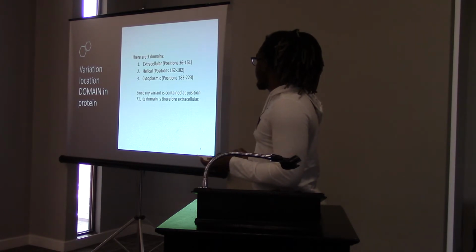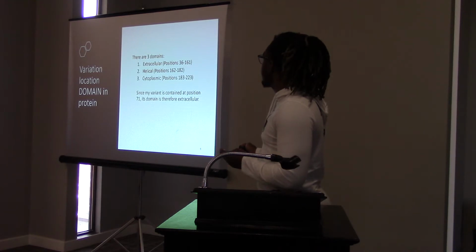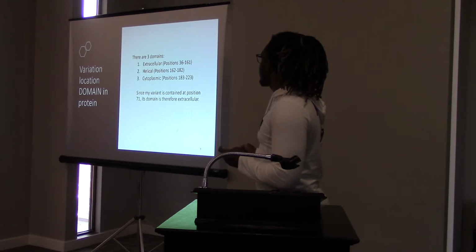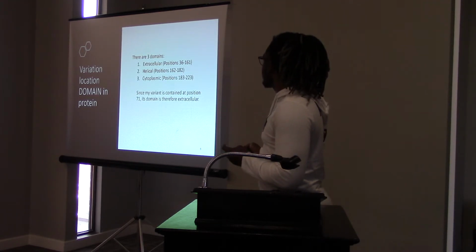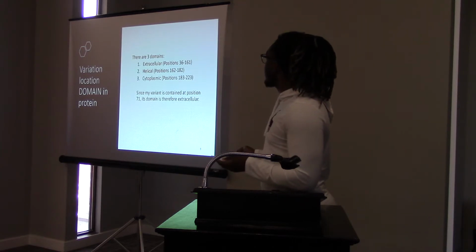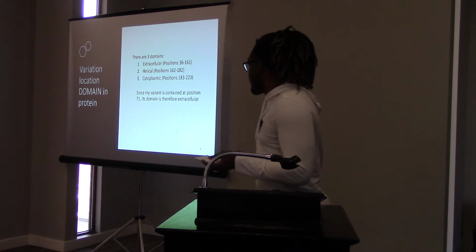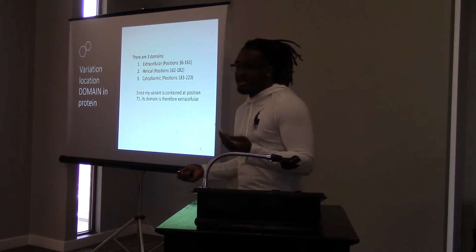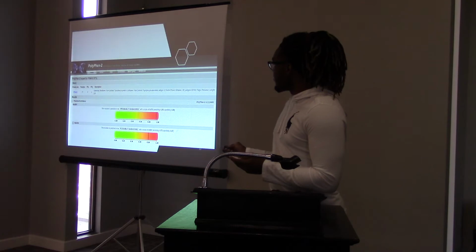So there are three main domains. There's the extracellular, which are positions 36 to 161, and then the helical domain, which is positions 162 to 182, and then the cytoplasmic, which is positions 183 to 223. Since my variant is at position 71, that means it is therefore extracellular.